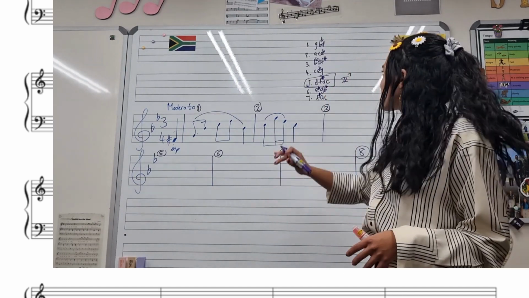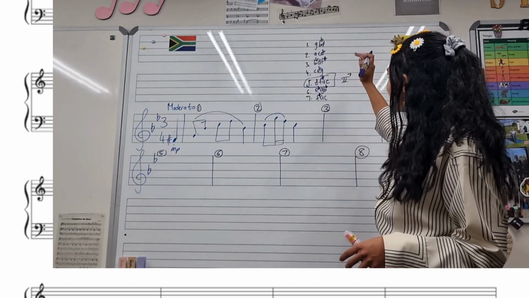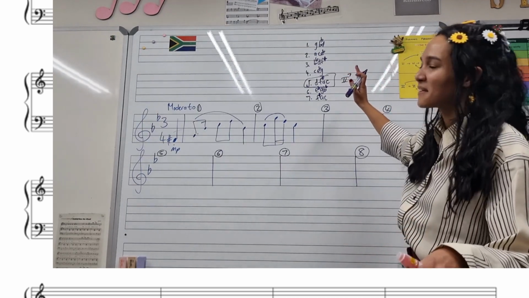Okay, so I've outlined our chords for us. We have B flats, E flats, and of course our raised 7th, the F sharp.